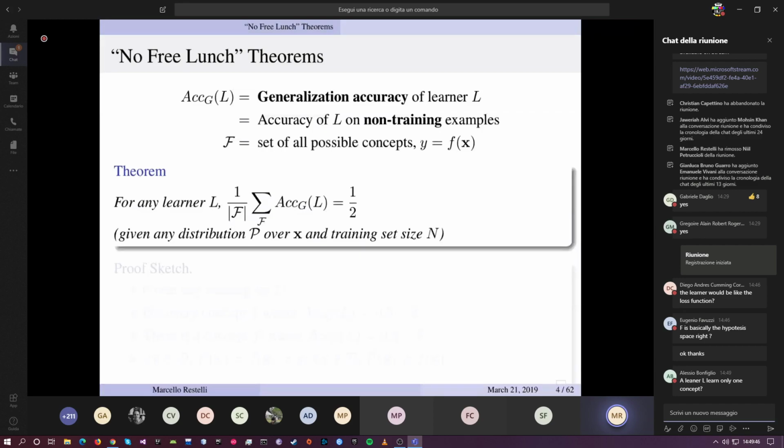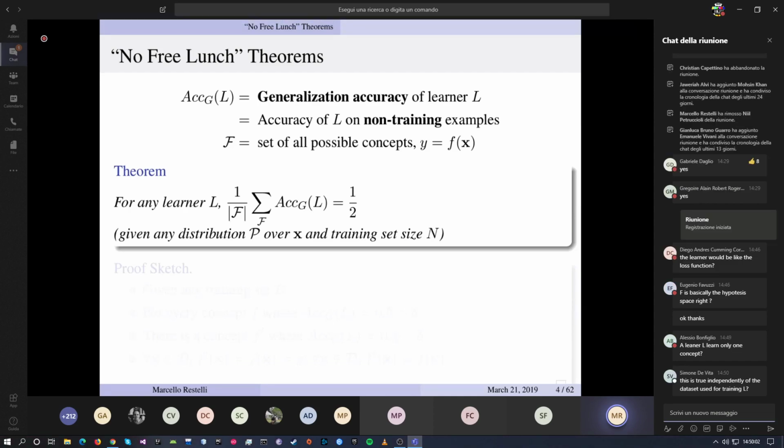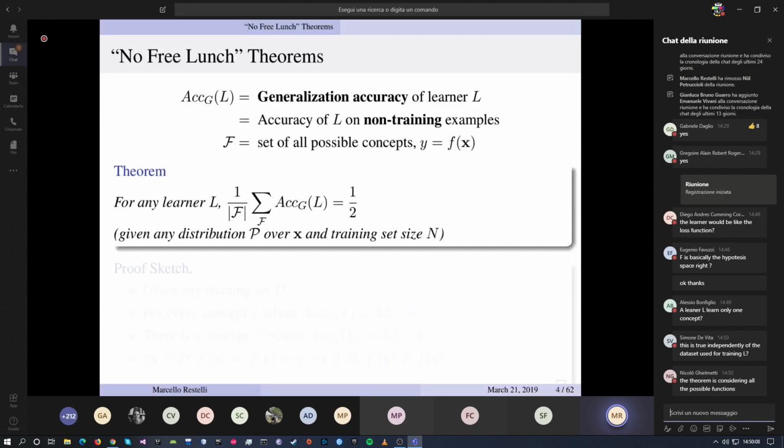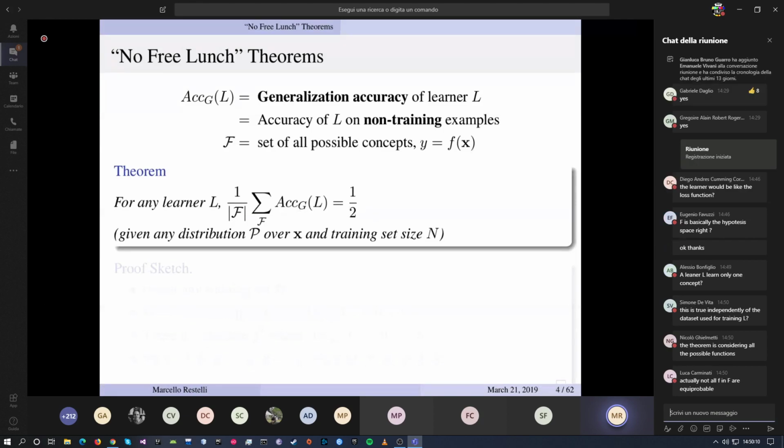There is a question. A learner L learns only one concept. Yes. So we have one concept that needs to be learned. So the samples in our training set come from one concept, but of course then we have to consider different things. This is independent of the dataset used for training L. Yes. Other question. The theorem is considering all the possible functions.